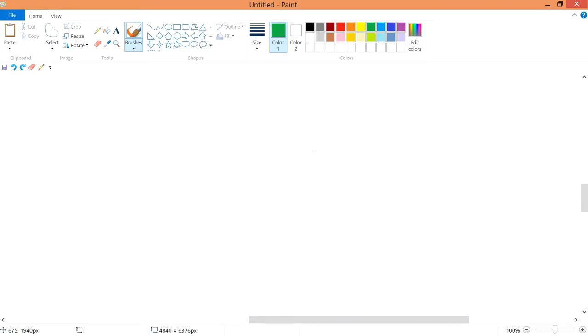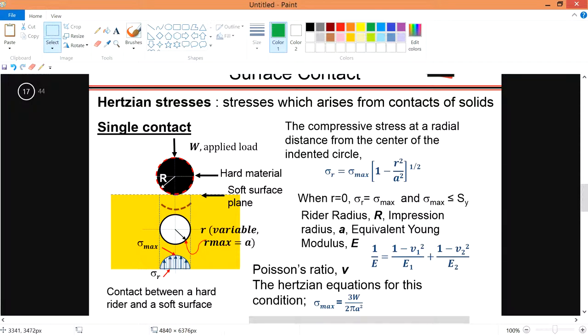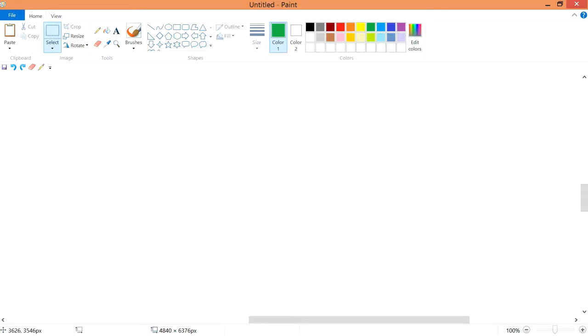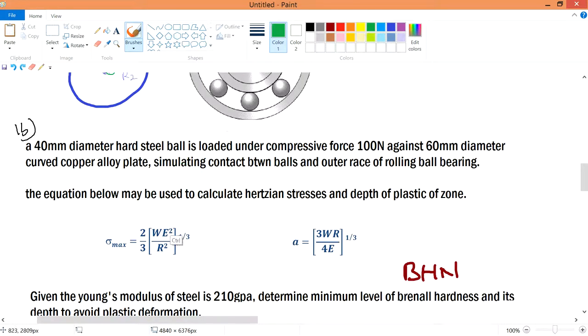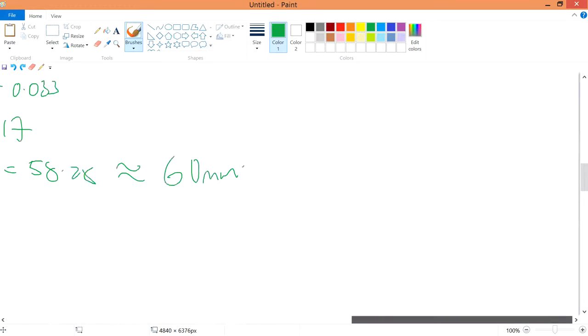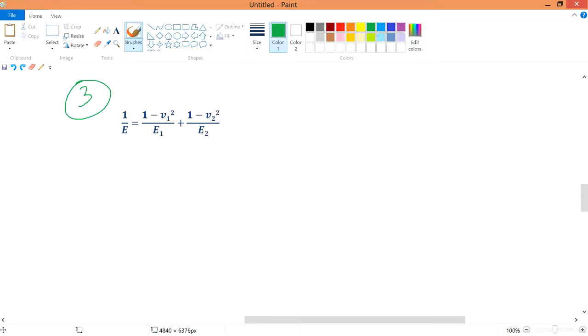So the third step is to get this equivalent Young modulus. Why? Because of these two equations, we need to have all this. We have found R, the only thing left is E. W is the load, and the load is actually the compressive load, 100 Newton. This leaves us with only the equivalent Young modulus to solve. It's pretty straightforward already. Once we solve this, it should be fine.